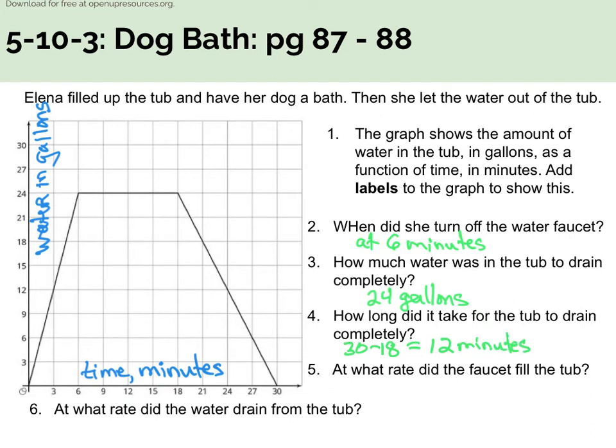Okay, and then number 5. At what rate did the faucet fill the tub? Remember, rate is another word for slope.